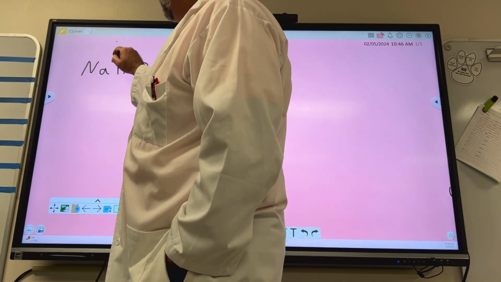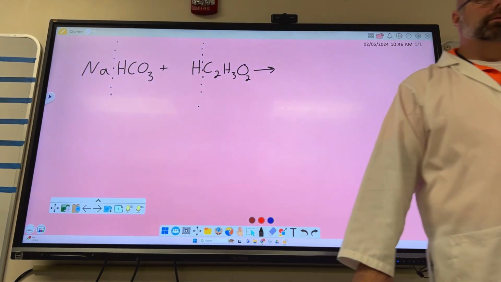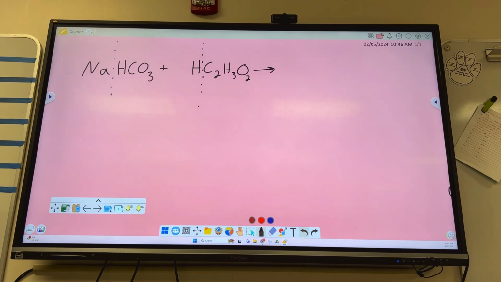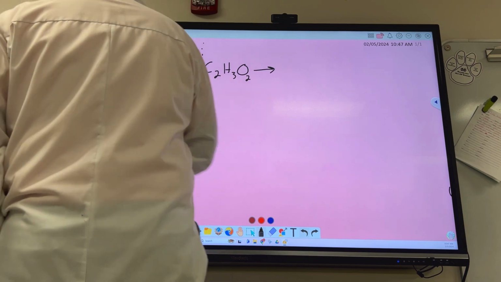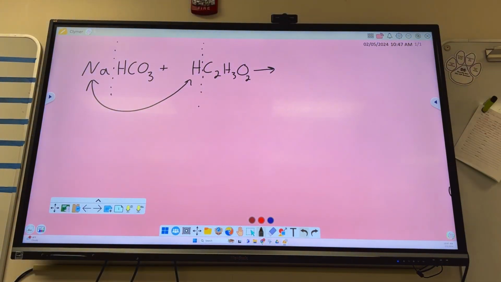Think about cations and anions. Remember our general format for a double replacement reaction, right? AB plus CD yields AD plus CB. So what happens in a double replacement reaction? Remember, for a single, the metal would replace a metal, or the halogen would replace the halogen. But in a double replacement, we're basically going to flip-flop the cations.